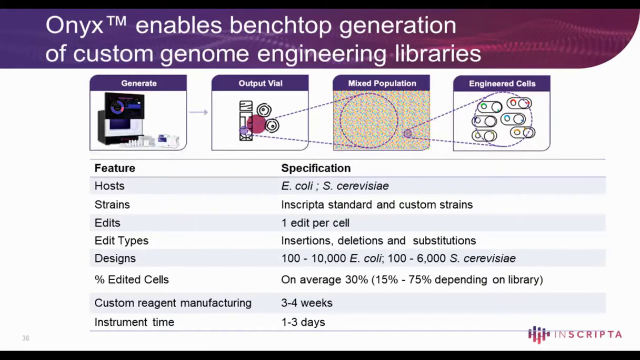So if you want more edits, as we did in the data I just showed you, it's possible to pool cells from different libraries and phenotype everything together. The edit efficiency is 30%, but varies from 15 to 75, depending on the specific library produced. DNA-based editing libraries and other reagent manufacturing is 3 to 4 weeks, and the on-instrument time is only 2 to 3 days.